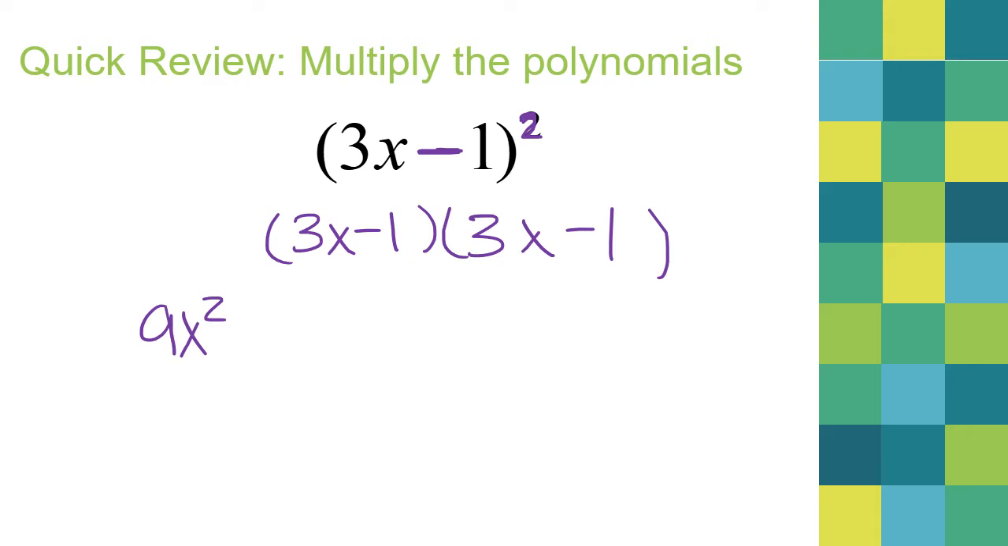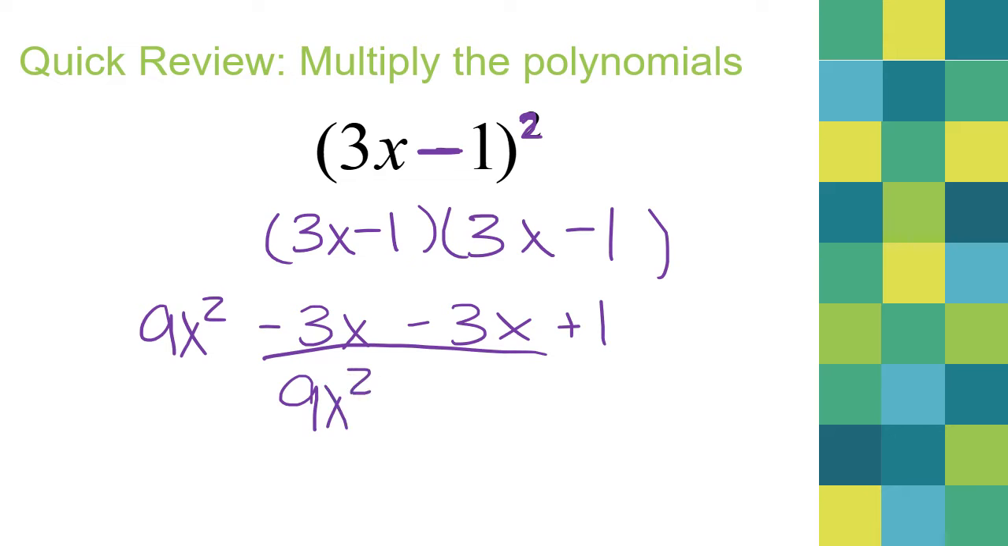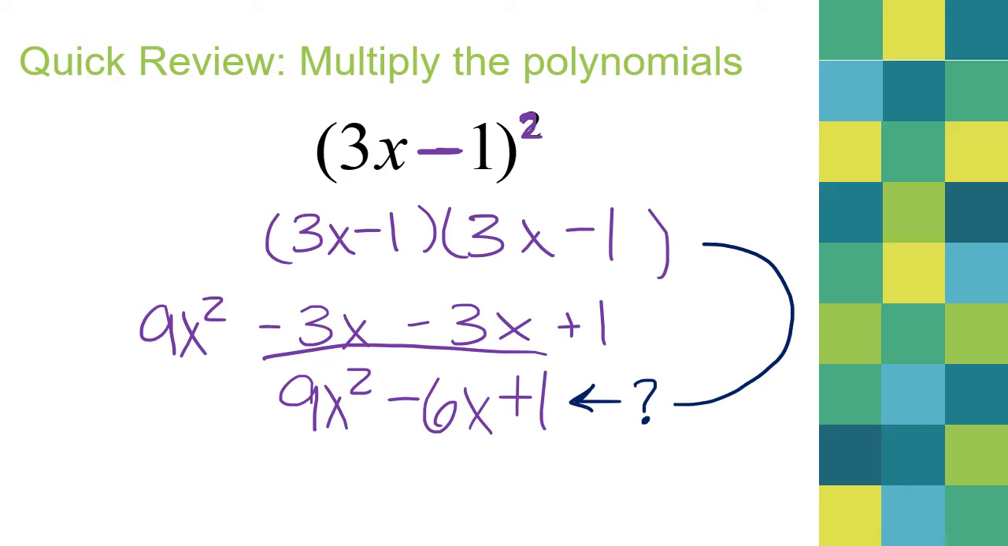You will end up with possibly 4 terms if you take the long route, and then you combine your like terms. So I have a negative 6x, positive 1. If you need help with that, please see the other video. Now the goal today for factoring is that this is going to become our question, and we want to undo it and break it apart into 2 parentheses.